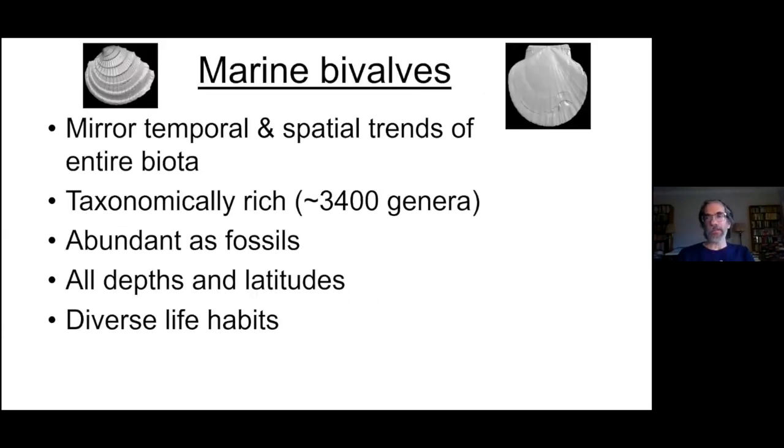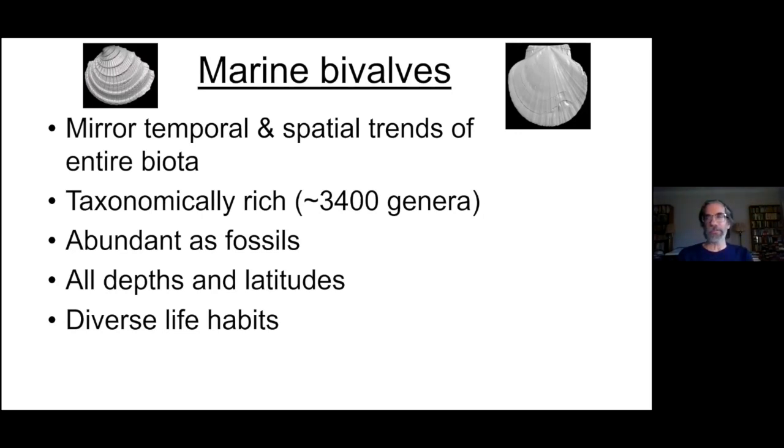The ideal model system for this is marine bivalves, and they're really a great system for several reasons. Firstly, they mirror the large-scale trends in time and space of the entire marine biota. So they're a really good proxy for how marine biodiversity is behaving in the past and in the present day. They're taxonomically rich, about 3,400 living and fossil genera, but not too rich. That's actually a manageable number compared to, say, the essentially infinite number of insects that are on the planet and have been here before. They're insanely abundant as fossils.